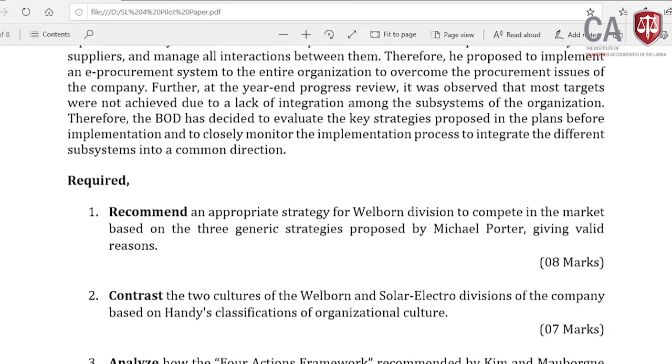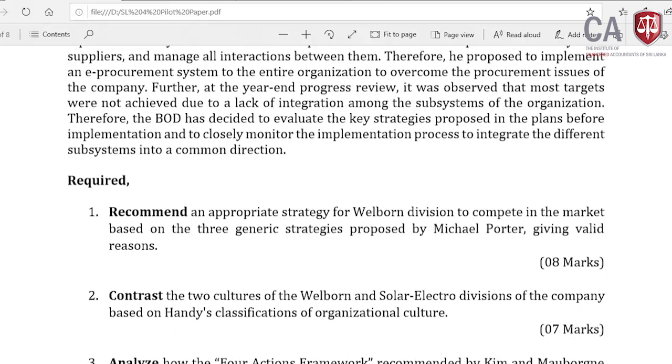Part 1: Recommend an appropriate strategy for Wellborn division to compete in the market based on the 3 generic strategies proposed by Michael Porter, giving valid reasons. That was found at the beginning even, no, right. Later we will come up and discuss. That tests your knowledge on strategy formulations, chapter number 6.